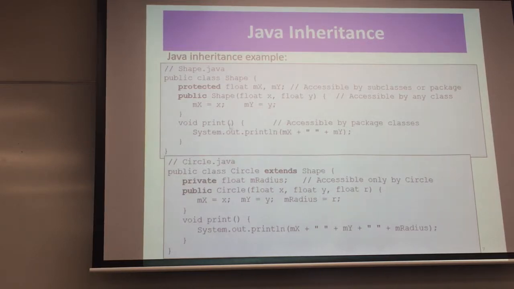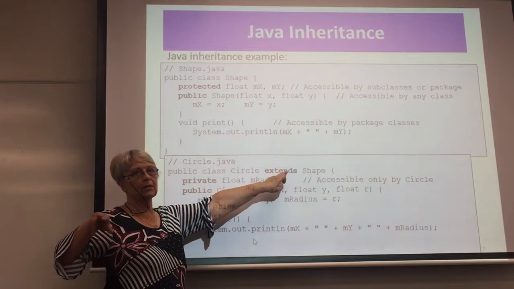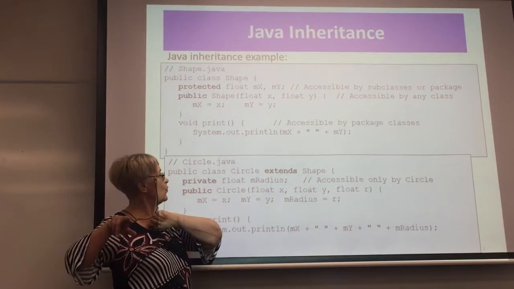And then print. Now print, as you can see, has no visibility specifier, therefore package classes. Classes in the same directory, part of the same package, have access to them. Now, this is a syntax and it's different from what we have seen before, right?